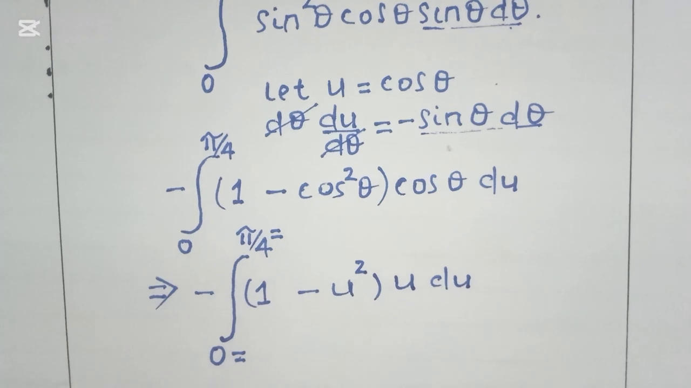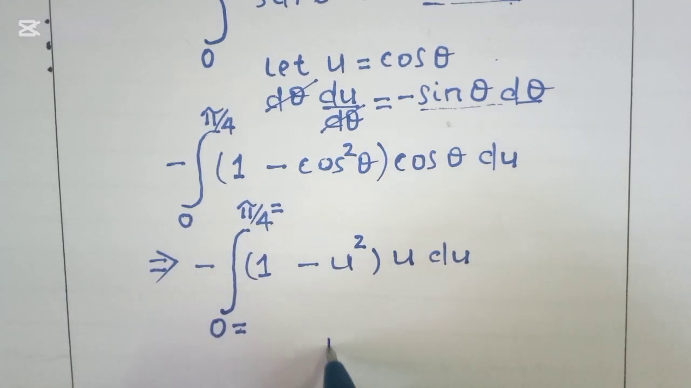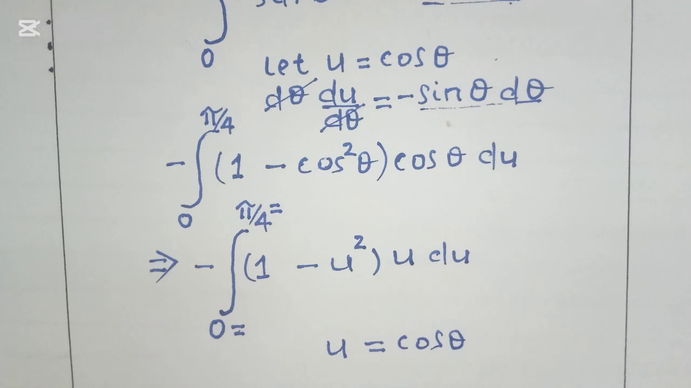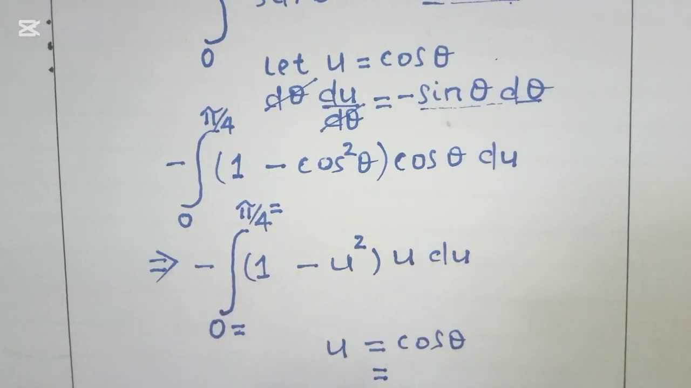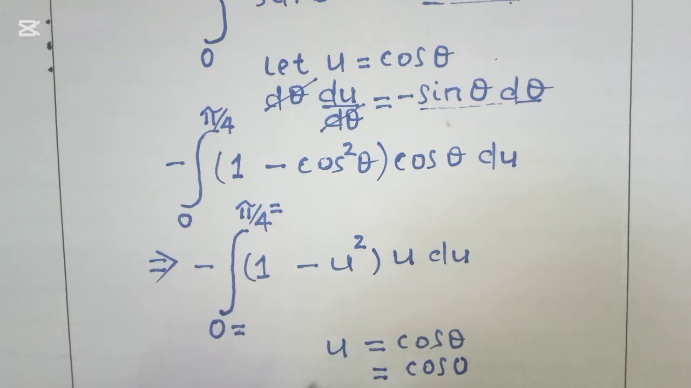So guys, what we need now to replace is actually the 0 here and pi over 4. So we'll say u is equal to cos theta, and therefore these ones were for theta. Now we want to get the u. So in our lower limit, we shall have cos 0. Of course, all of us know that cos 0 is equal to 1.